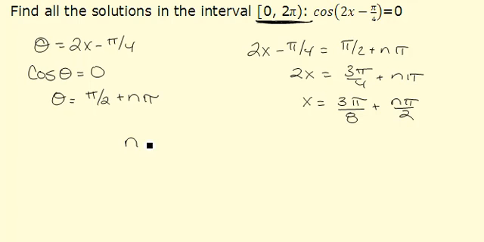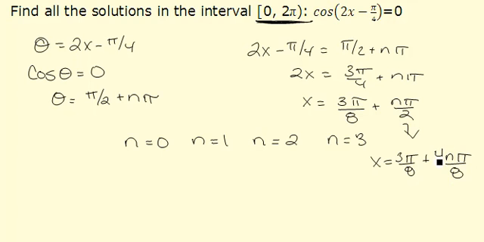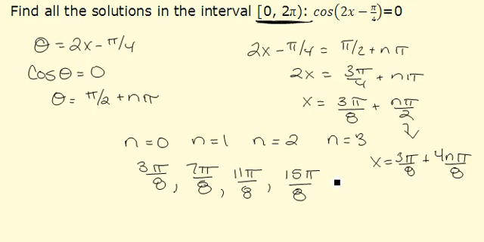Therefore, we're going to find the values for our solutions when n is equal to 0 through n is equal to 3. To make this easier, we could write this with a common denominator. Therefore, x is equal to 3 pi over 8 plus 4n pi over 8, recognizing that we'll add 4 pi units to our numerator each time. So when n is 0, we'll have 3 pi over 8. When n is 1, we have 3 pi over 8 plus 4 more pi over 8, which is 7 pi over 8. When n is 2, we're adding 8 pi over 8 plus 3 pi over 8, which is 11 pi over 8. Again, noticing the adding by 4, the next one has to be 15 pi over 8.